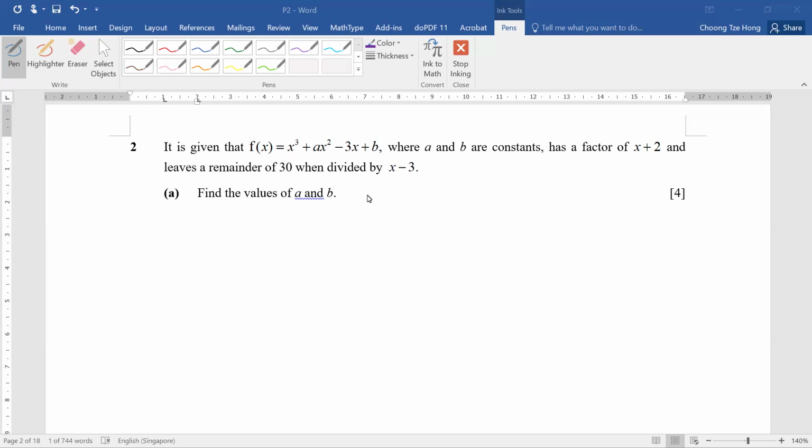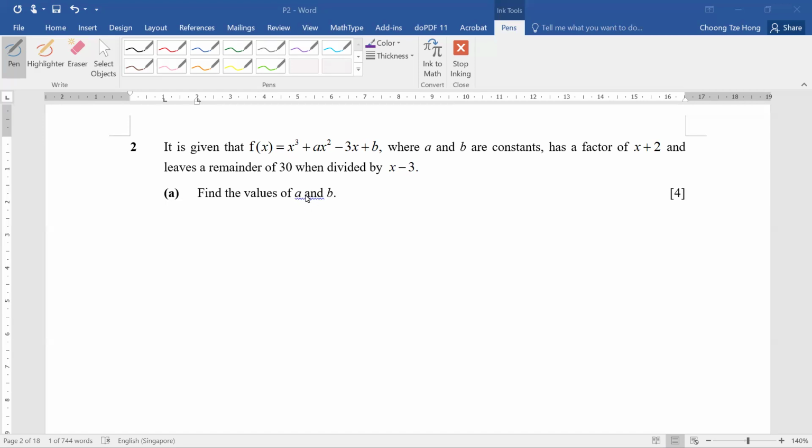It is given that f(x) equals x cubed plus ax squared minus 3x plus b, where a and b are constants, has a factor of x plus 2 and leaves a remainder of 30 when divided by x minus 3. So find the values of a and b.